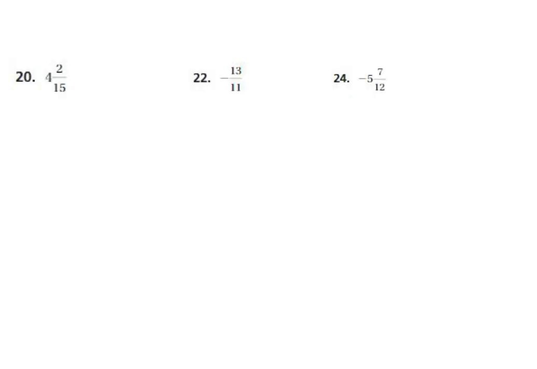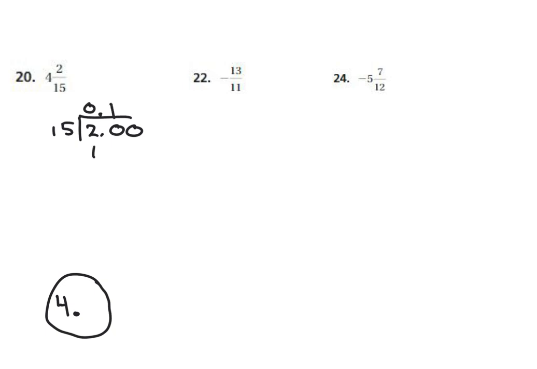For question number 20, we can once again identify that 4 is the whole number. So that's going to be the number in front of the decimal point, which makes our life a little easier. Now we just have to do 2 divided by 15. Bring our decimal point right up. 15 doesn't go into 2, but it goes into 20 once. 1 times 15 is 15. Subtract and bring down a 0. 15 goes into 50 3 times.